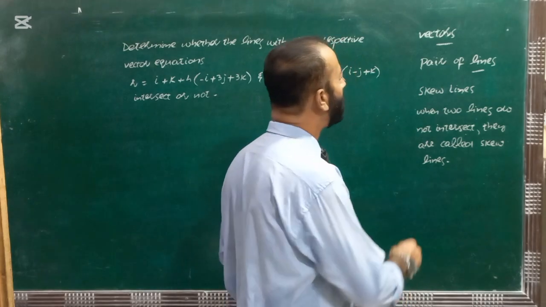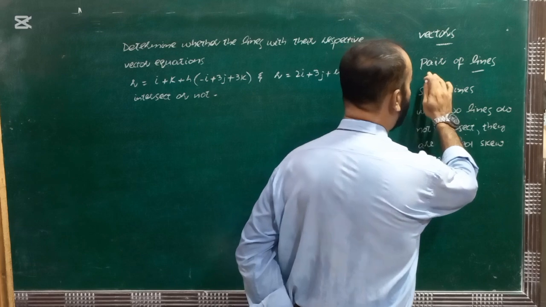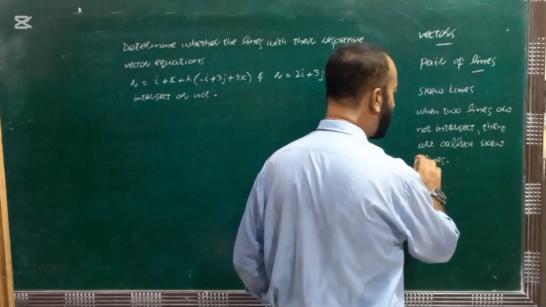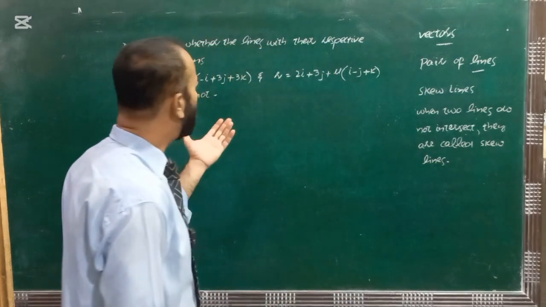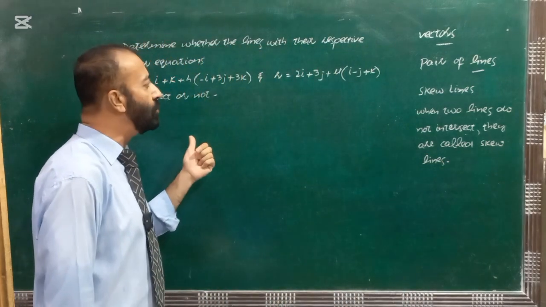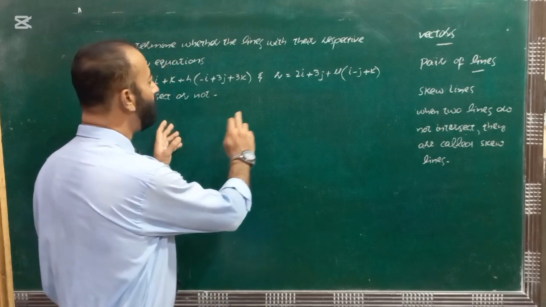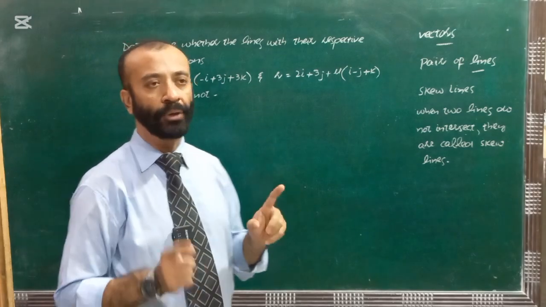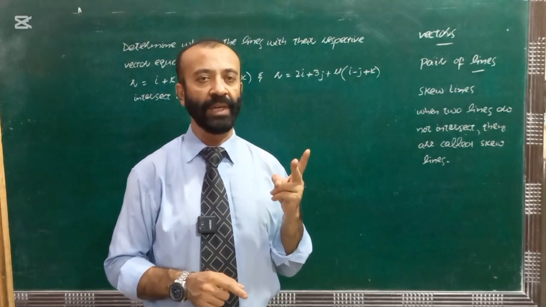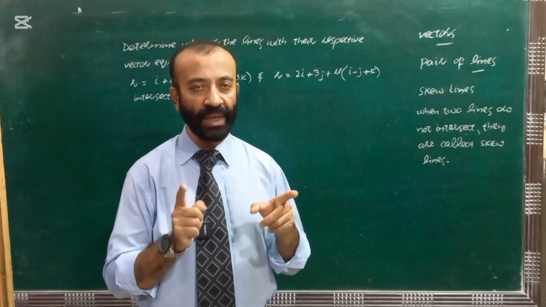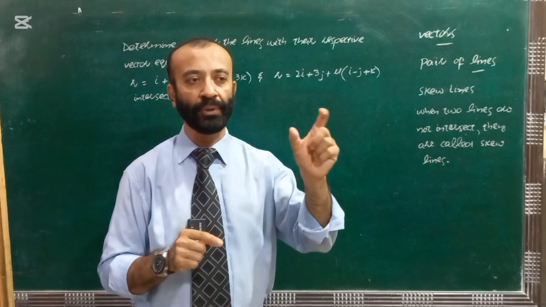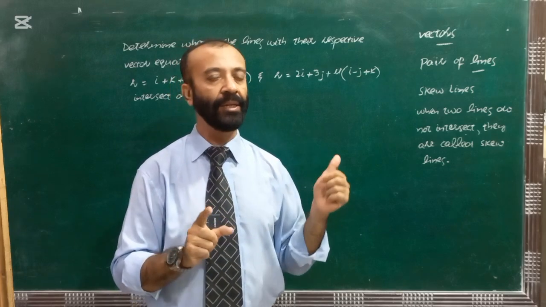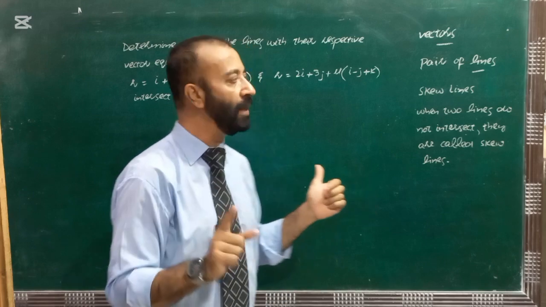So the next thing that we are going to read in the topic of vectors in the pair of lines is skew lines. When two lines do not intersect, they are called skew lines. The method will be almost the same as we used in the previous question. First we compare the position vectors of the two lines. 3 equations will be used. Out of the 3 equations, we use any 2 to find the values of lambda and mu. Then we put those values of lambda and mu in the third equation. If the left hand side satisfies the right hand side, then the two lines will intersect. Otherwise, they will be skew lines. So look now.